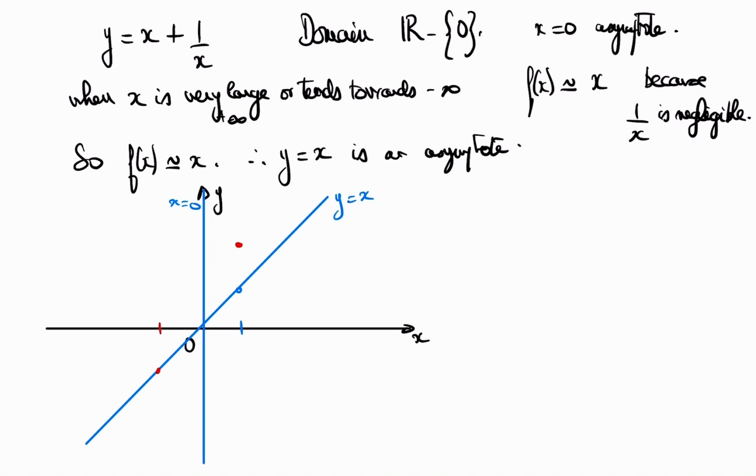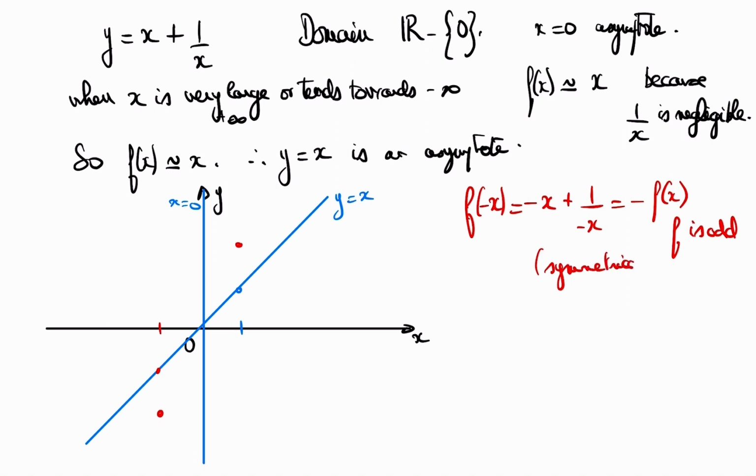Well, actually, we could have seen that because the function is odd, as f of minus x is equal to minus x plus 1 over minus x, which is equal to minus f of x, so f is odd. So therefore symmetrical with O. Okay. Now, it's coming from there, it's coming from there, and same for this one, coming from there, coming from there.